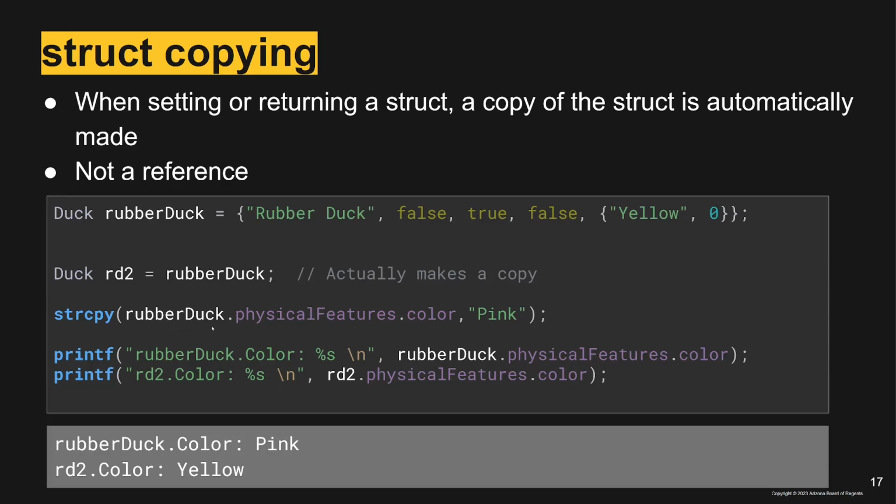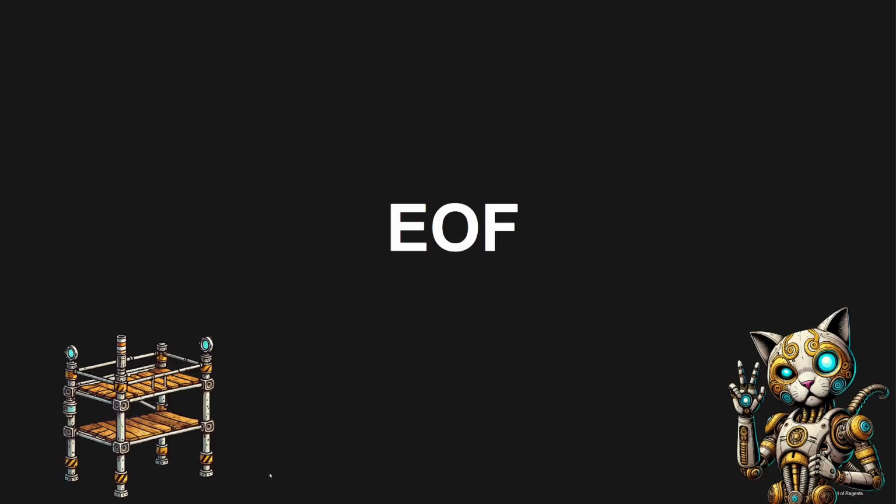So if we string copy in rubber duck, physical features.color pink, it will change rubber duck up here. It'll change this value right here. It won't change the copy. So when we print them out, we can see that pink and yellow are both there. We also see that this is occurring within a substructure. And so not only does it copy the top value, but it's able to copy the substructure as well. And then we're able to change it. No references involved. And that's it for this video.